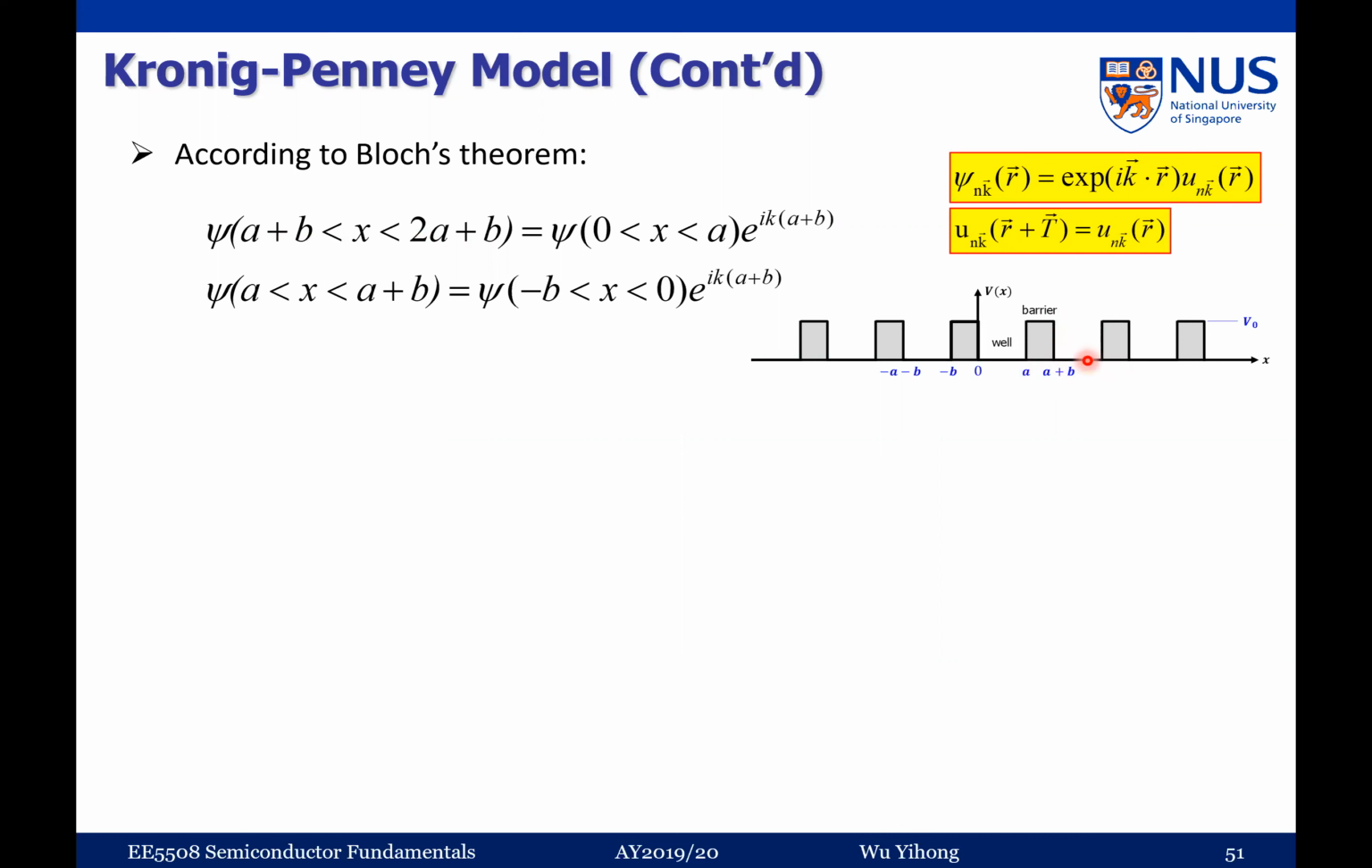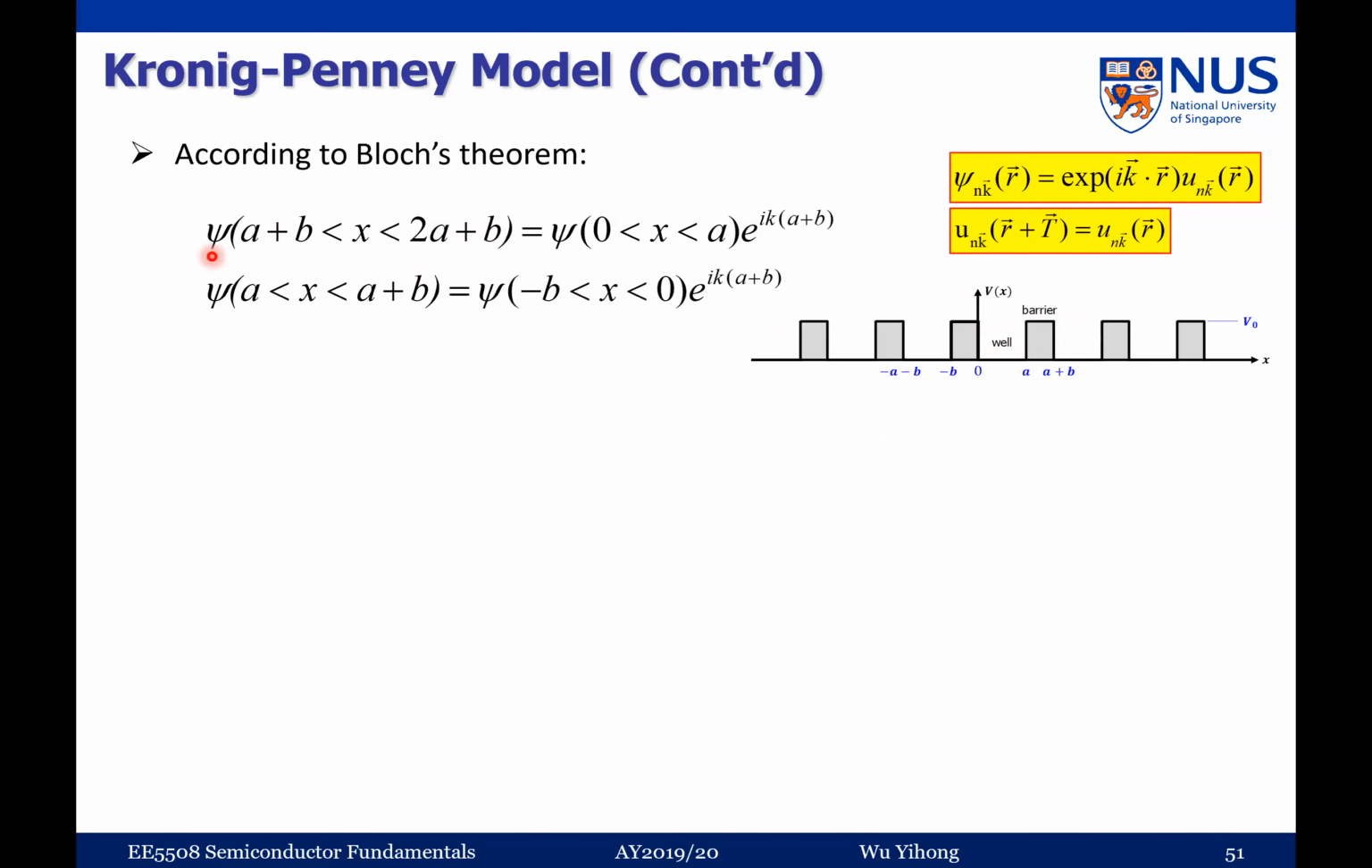Let me see. This is a plus b, and this will be 2a plus b, right? So this will be 2a, right? So basically this region. The wave function in this region must be related to the wave function in this region by Bloch's theorem. Why? Because from here to here is one period, and of course, from here to here is also one period. So the period is a plus b.